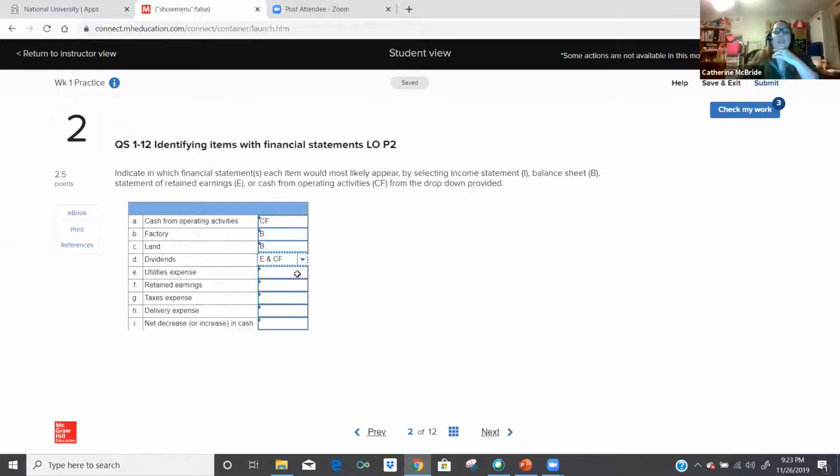So utility expense. So this is an expense. Expenses go on the income statement. On the income statement, we have revenue minus expenses, and that tells us what our net income is. Just like if you were operating a business, when you make a sale, that's your revenue. When you spend money, that's your expense, right? And so what's left is your profit. Does that make sense?